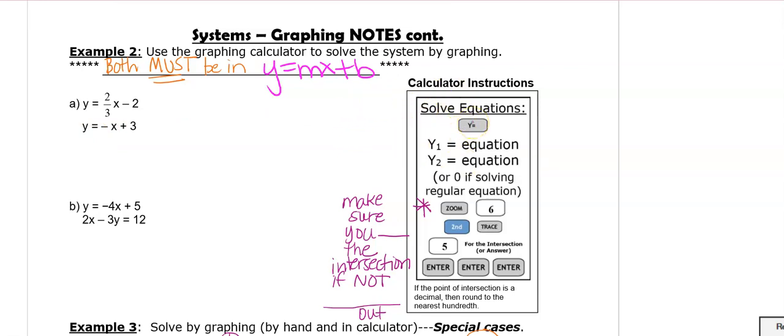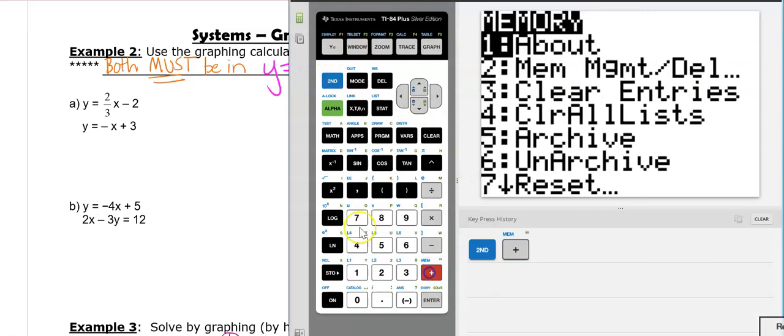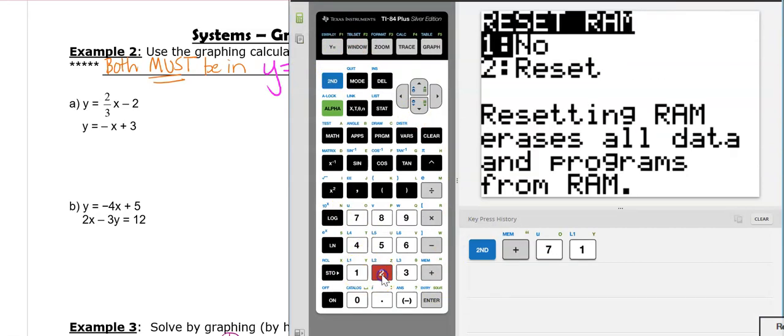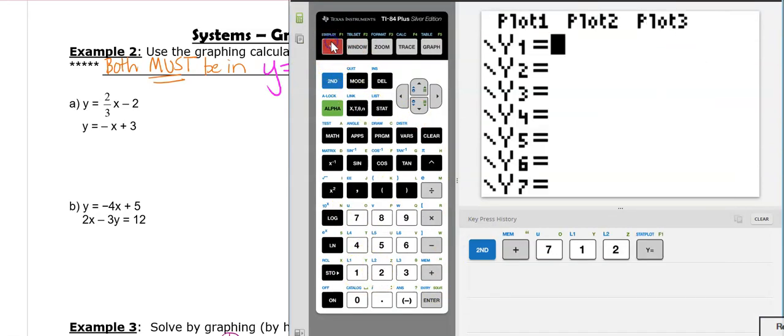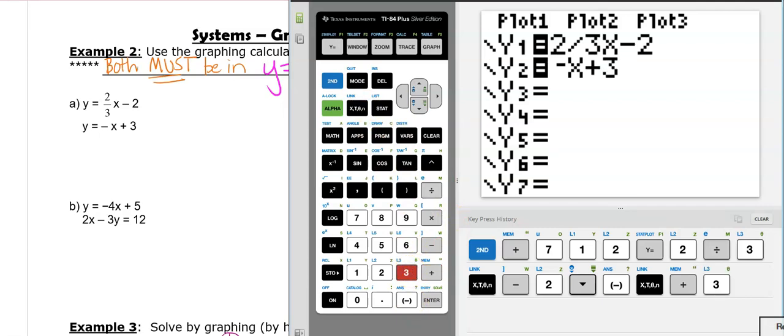You're going to go to y equals, and you're going to enter both equations. So I'm going to bring that up. I'm going to clear my calculator because I don't know what the last thing was done on it. I'm going to go to y equals, and I'm going to enter both equations. 2/3 x minus 2. And it doesn't matter which one you put where. And then y equals negative, make sure you use the negative key, plus 3.